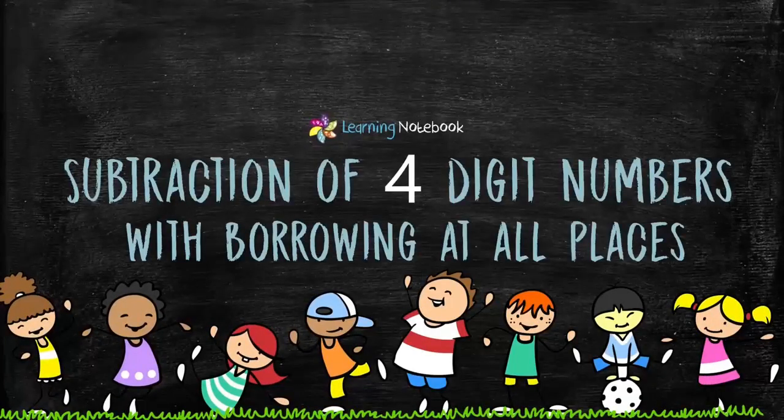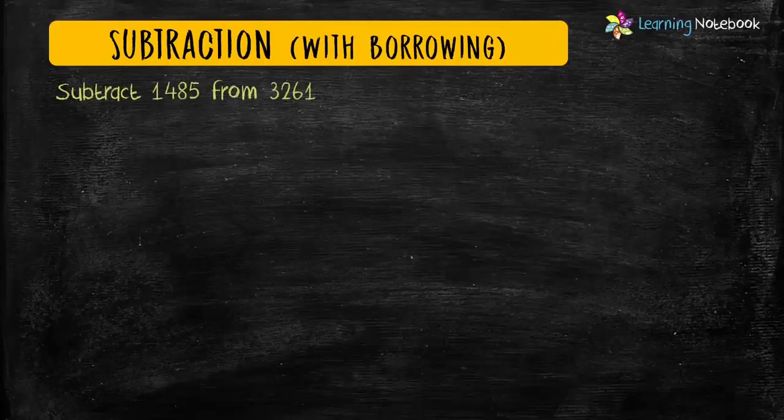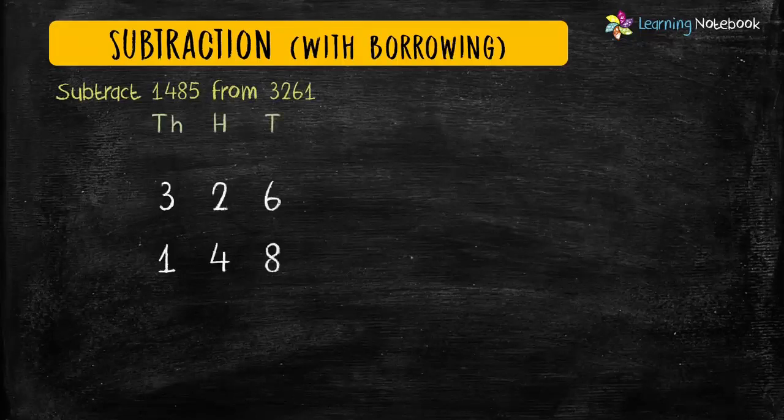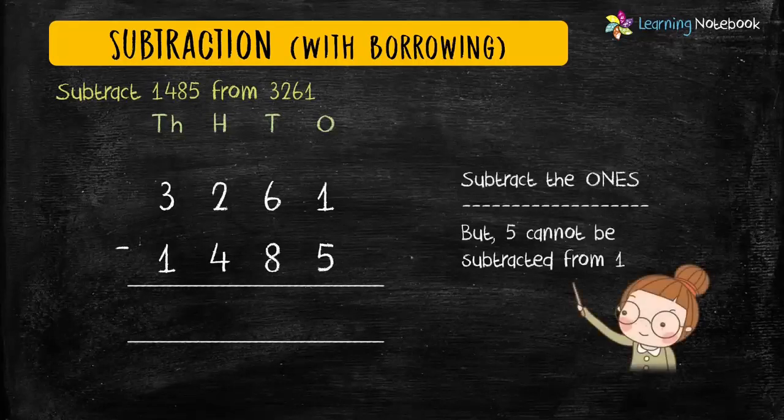Now let's learn subtraction of 4-digit numbers with borrowing at all the places. Question is, subtract 1485 from 3261. Let's first write them in columns. Now subtract the digits at ones place. But 5 is bigger than 1. So 5 cannot be subtracted from 1.